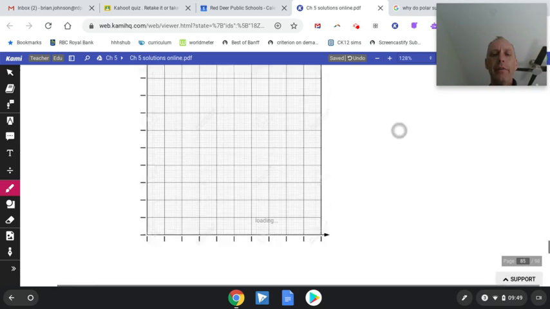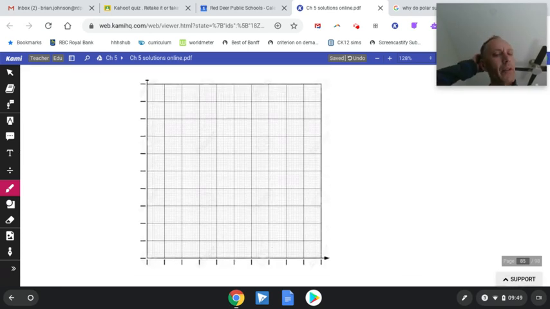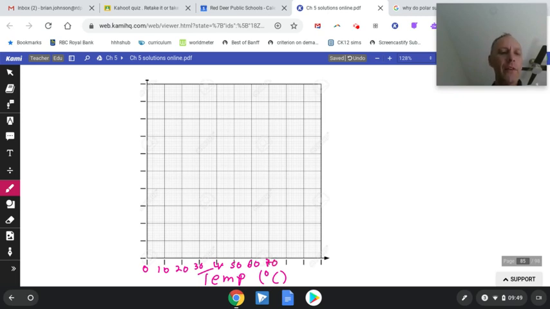Okay, so here's the graph that's provided to you. You are going to put temperature along the bottom. So I'm going to just start to set this up. And it's going to go 0 and 10 degrees Celsius increments. 30, 40, 50, 60, 70. We'll stop there. And solubility up the side.